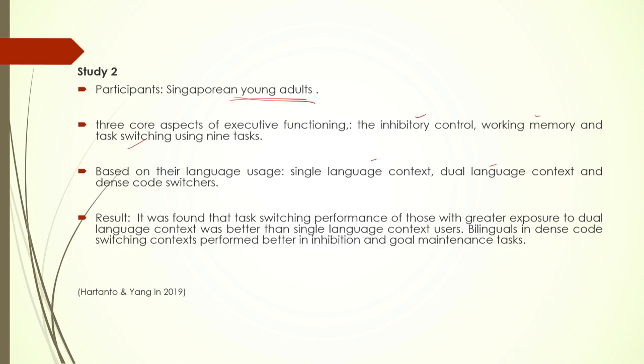What they found was that task switching performance with greater exposure to dual language context was much better. People with dual language context background were found to be doing better in all the tasks that required them to task switch. This was better than the single language users. And bilinguals in dense code switching context performed better in inhibition and goal maintenance tasks. So this study finds a finer level of control mechanism with respect to all the 3 language switching contexts.